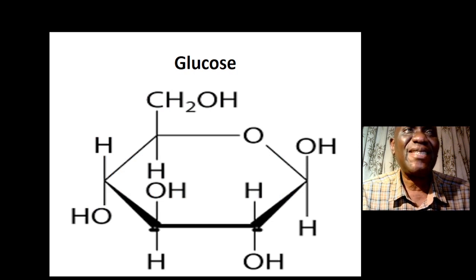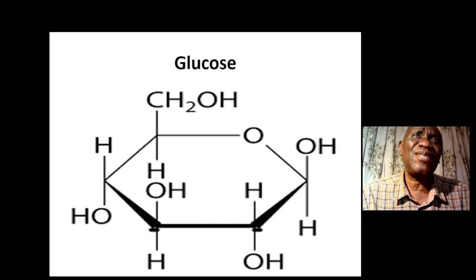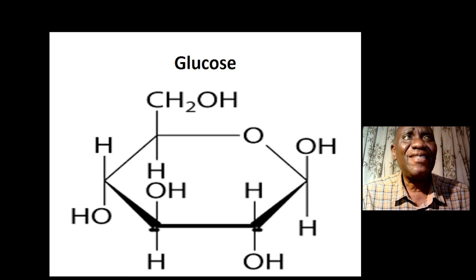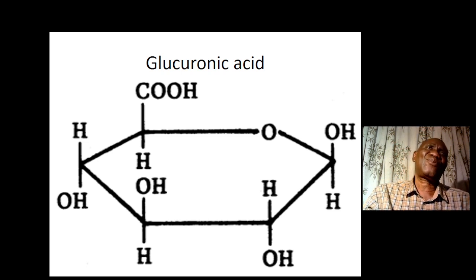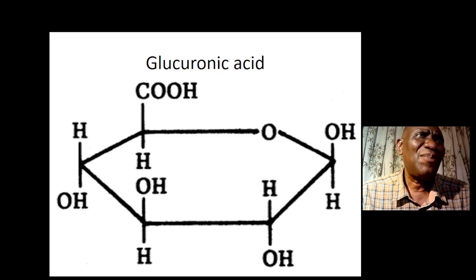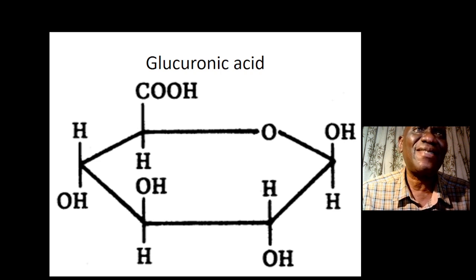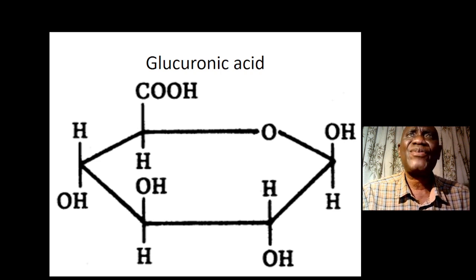Let us look at the difference of glucose and glucuronic acid. It's here. Here you've got an alcohol in glucose. In glucuronic acid, you've got an acid here. That's why we call it glucuronic acid. But they share more or less the same chemical structure.